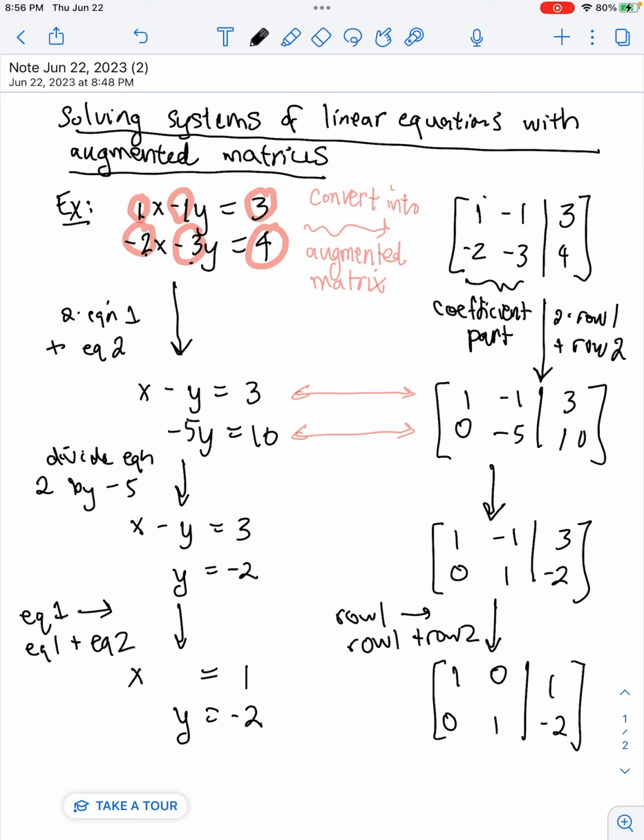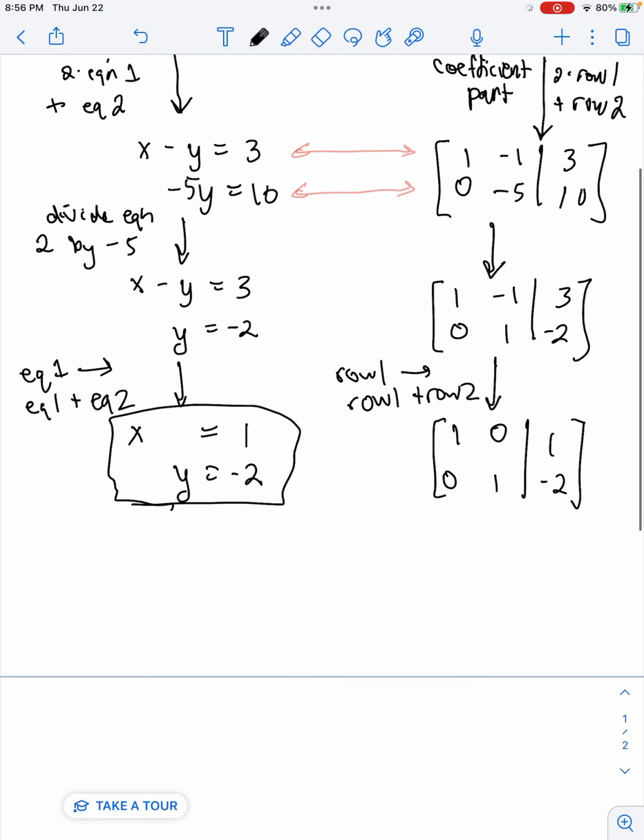Now how do I read that? Well, here it's just telling me this. That's the solution. Now how do I read that from the augmented matrix? Well, this is going to turn into... So how do I read out this part? This matrix. I read it.